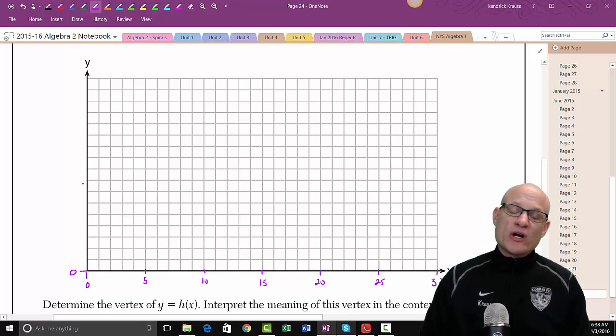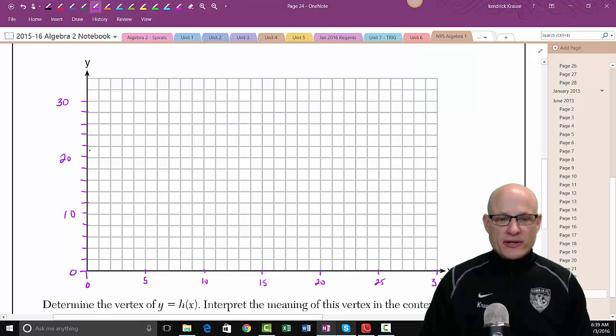Now we have to get up to 25, and I want to make this look nice. There's probably only 20 boxes, so let's go 1, 2, 3, 4, 5, 6, 7, 8, 9, 10, 11, 12, 13, 14, 15, 16, 17. Only 17 boxes. So I'm going to make every box 2. So 2, 4, 6, 8, 10, 12, 14, 16, 18, 20, 22, 24, 26, 28, 30. All right, that gets me up there.